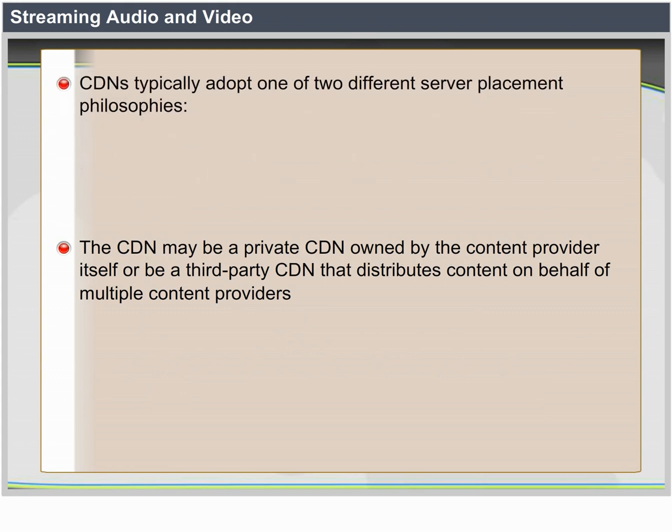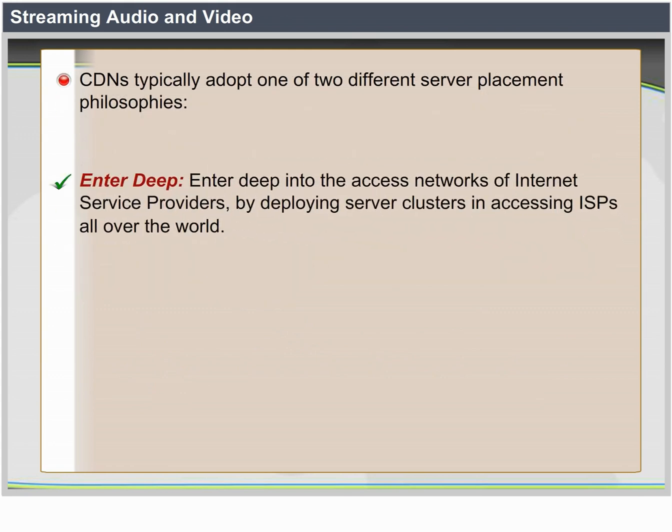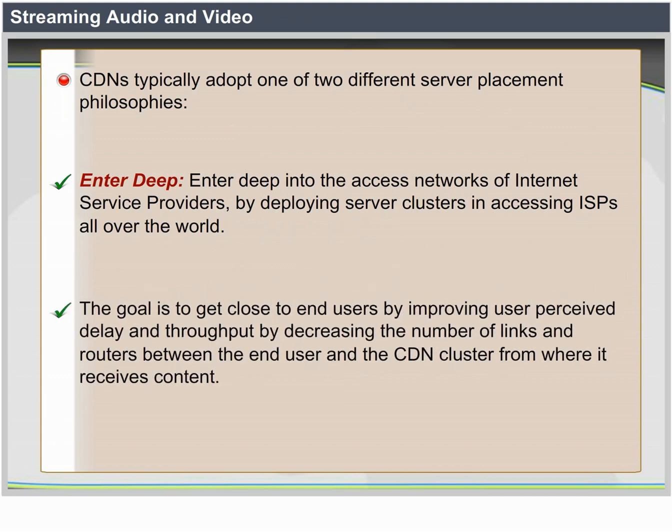Enter deep. Enter deep into the access networks of the internet service providers by deploying server clusters in access ISPs all over the world. The goal is to get close to end users, thereby improving user-perceived delay and throughput by decreasing the number of links and routers between the end user and the CDN cluster from which it receives content.